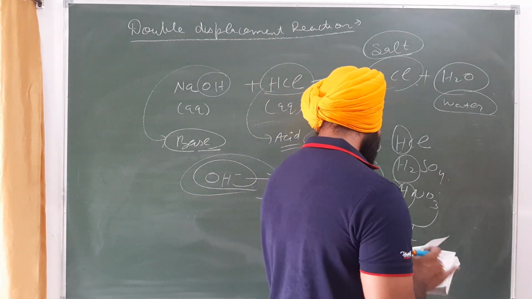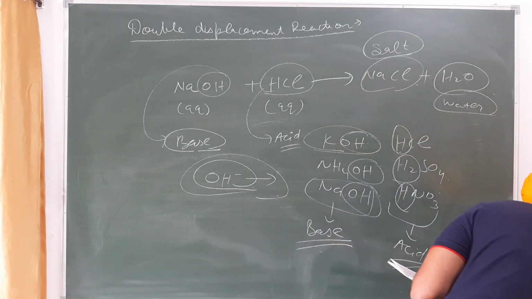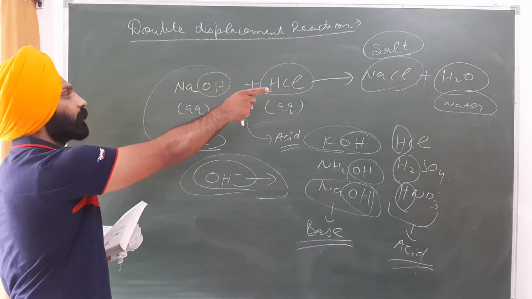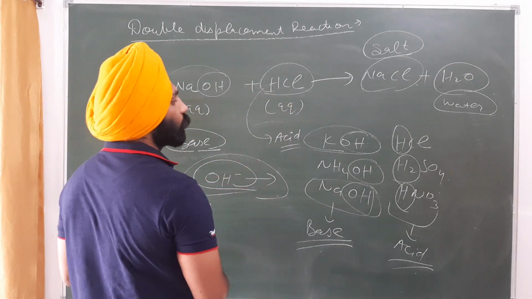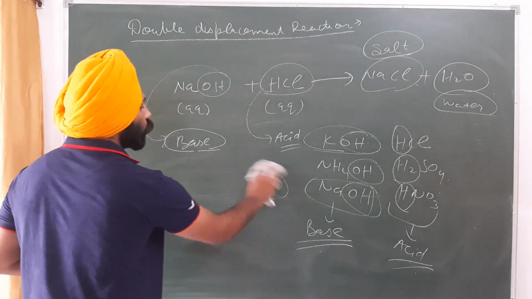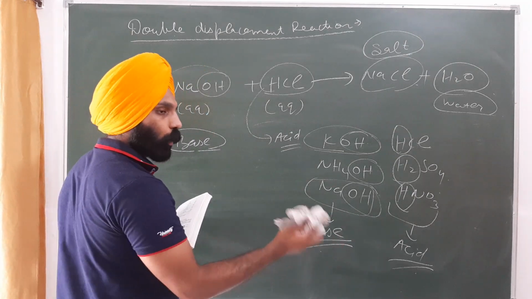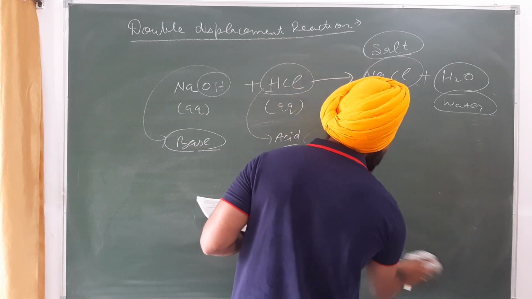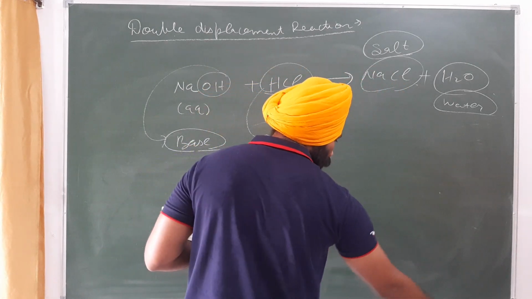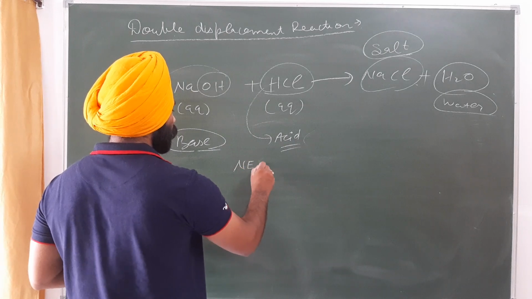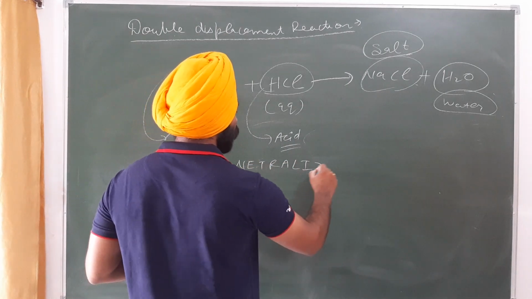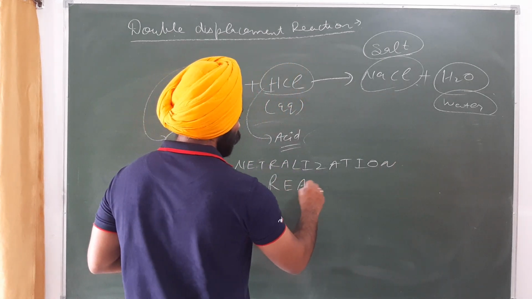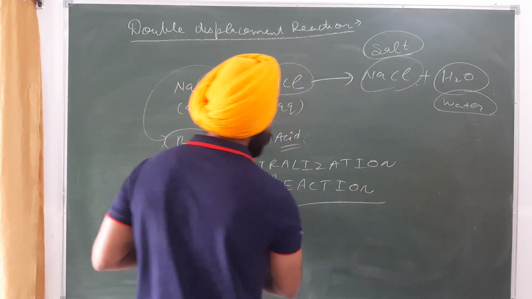So let us take another example of this kind of reaction, known as a neutralization reaction. These are reactions in which a base and an acid combine together, and by following the double displacement phenomenon, they give a salt and a water molecule. This is called a neutralization reaction.